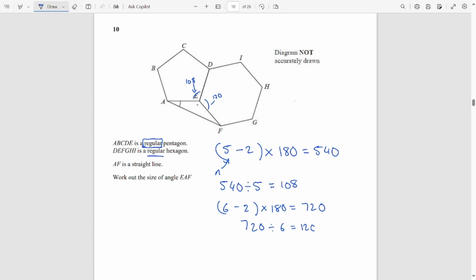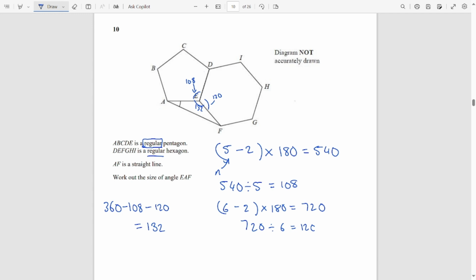So now what I actually want to get is this angle here. And because those form a point, I can do 360 minus 108 minus 120 and see what is left, and that would be 132. That means this is 132.